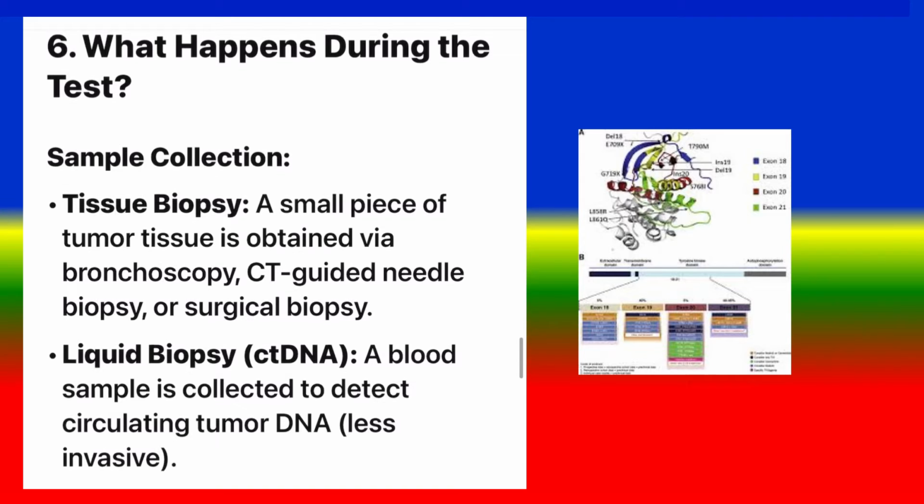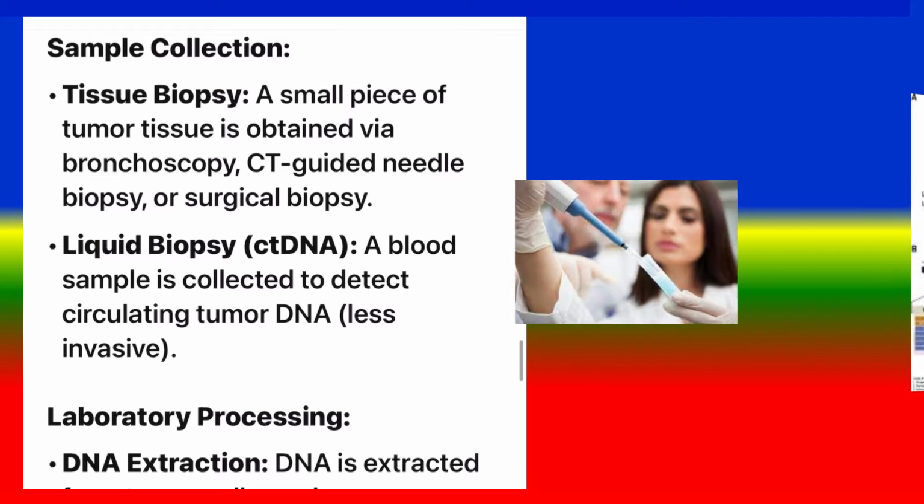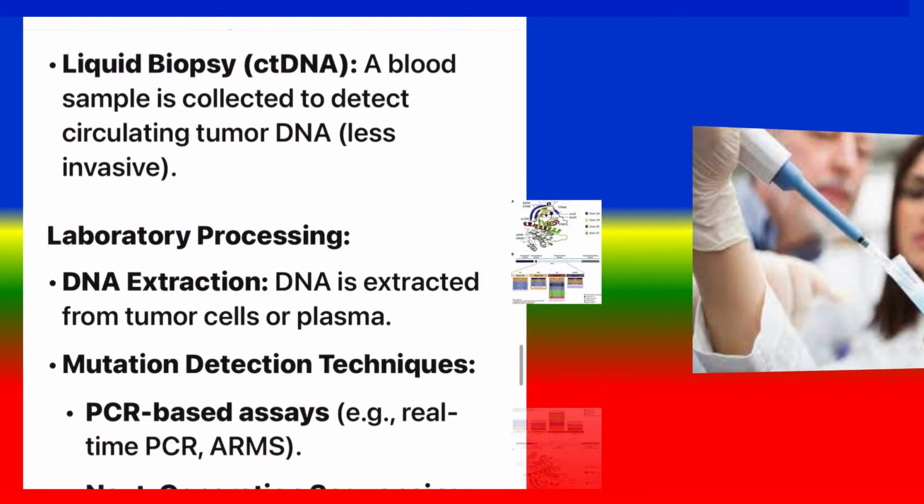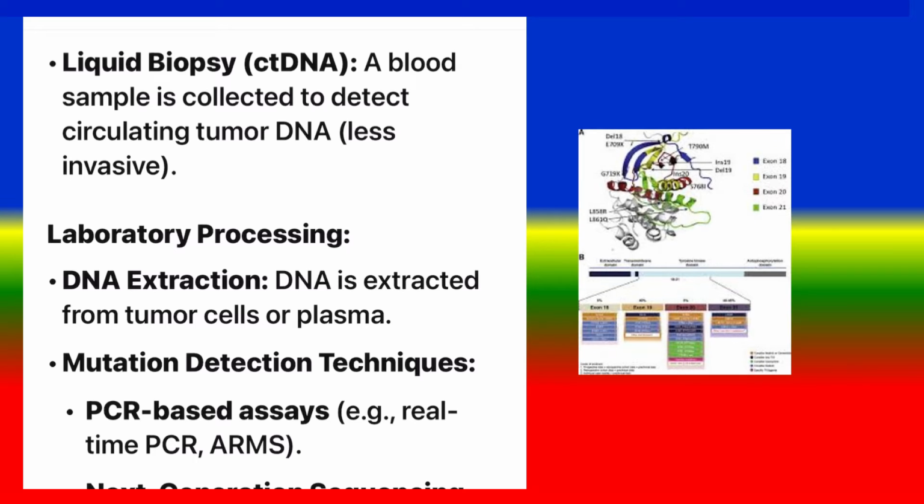6. What happens during the test? Sample collection. Tissue biopsy. A small piece of tumor tissue is obtained via bronchoscopy, CT-guided needle biopsy, or surgical biopsy. Liquid biopsy, ctDNA. A blood sample is collected to detect circulating tumor DNA, which is less invasive.